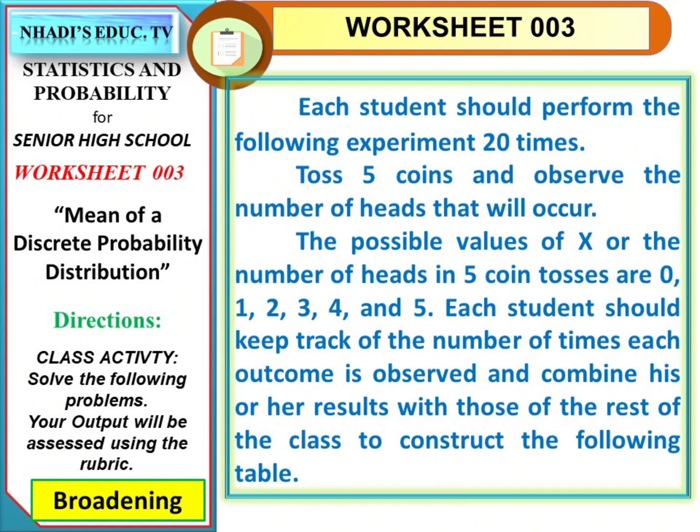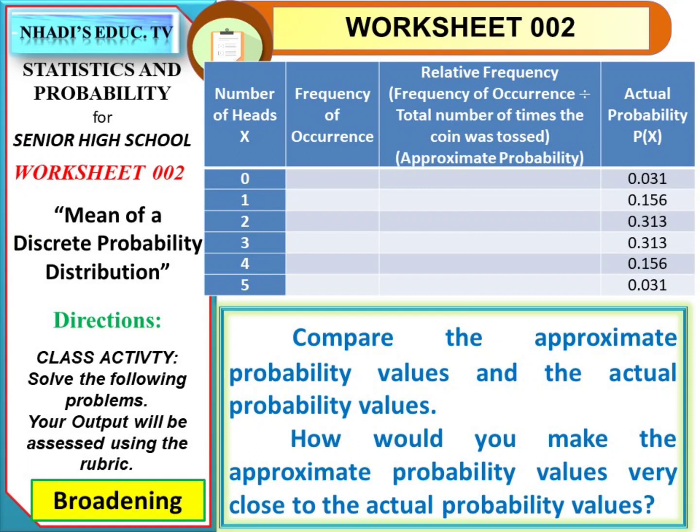The possible values of x, or the number of heads in 5-coin tosses, are 0, 1, 2, 3, 4, and 5. Each student should keep track of the number of times each outcome is observed and combine his or her results with those of the rest of the class to construct the following table. Here is now the table for the activity. The first column consists of the number of heads, x, or the random variable. We have 0, 1, 2, 3, 4, 5.